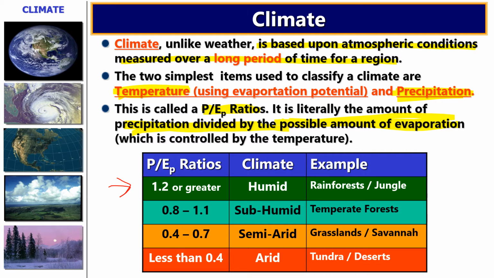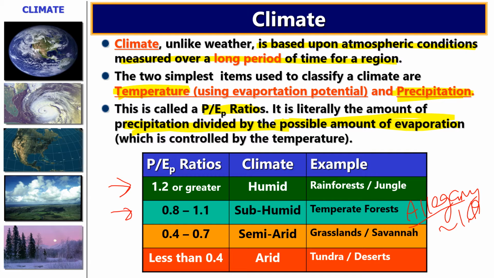Then, if you are 0.8 to 1.1, and it's actually 1.199999999, so anything less than 1.2, you are subhumid. This means your evaporation and your precipitation are about equal, give or take a little bit. Examples here would be temperate forests, and a hint for you, Allegheny limestone falls into this range. We're right around 1.19-ish, and that is our PEP ratio.